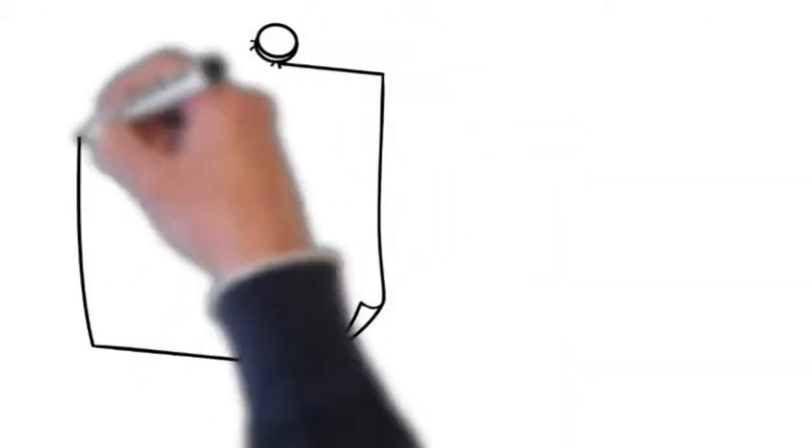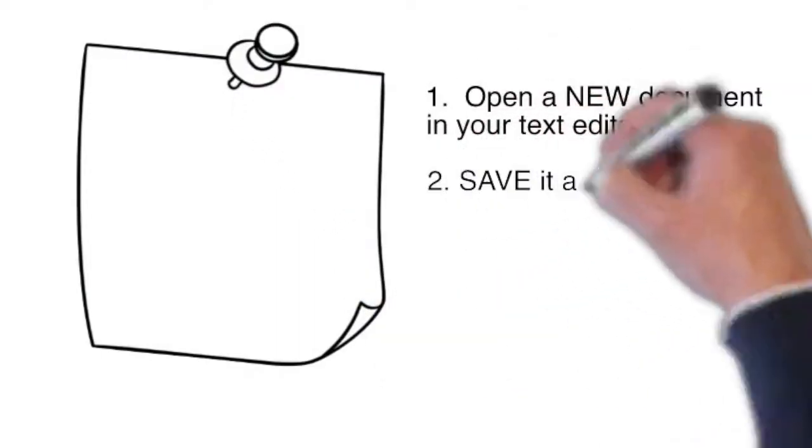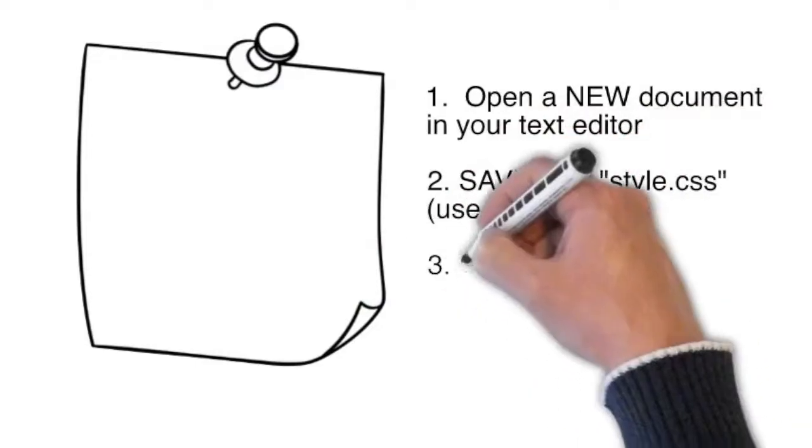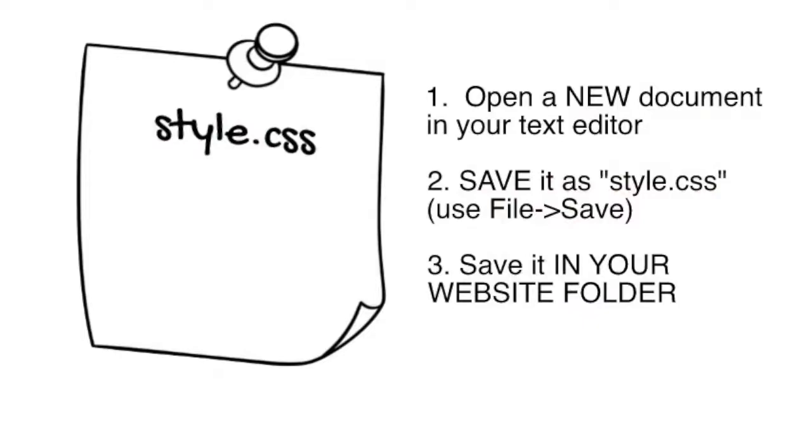Well, to begin, you're going to open up a new file in your text editor, and that new document you're going to call style.css. Make sure you use the File Save menu, don't use the top bar, and save it in your website folder right next to all your other pages.